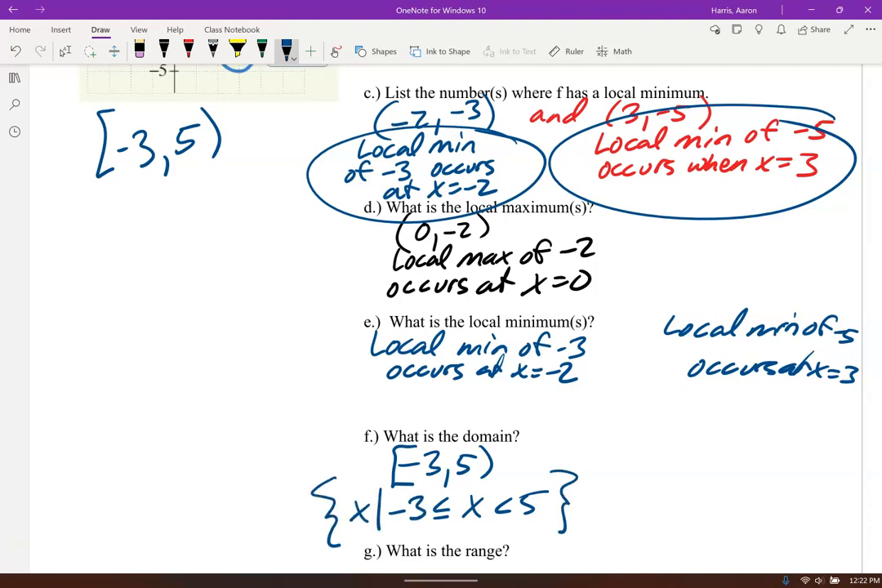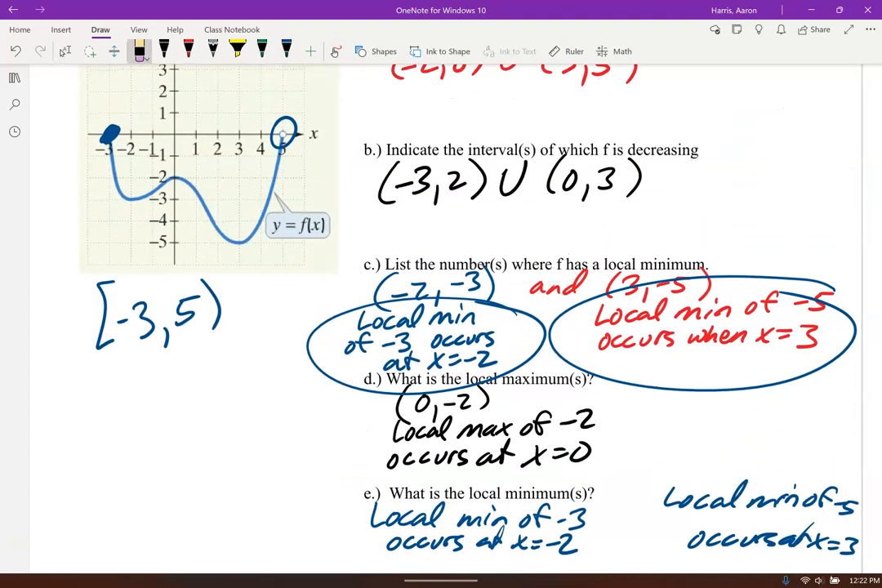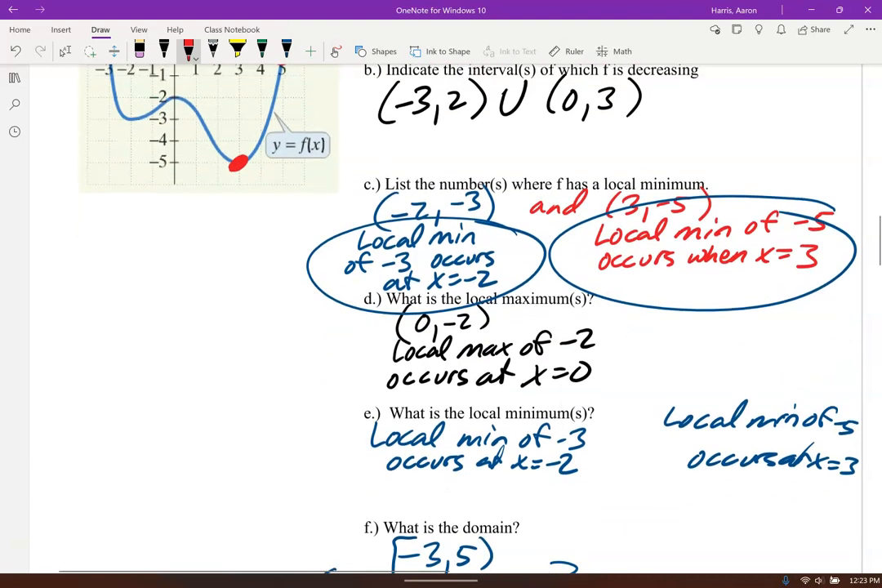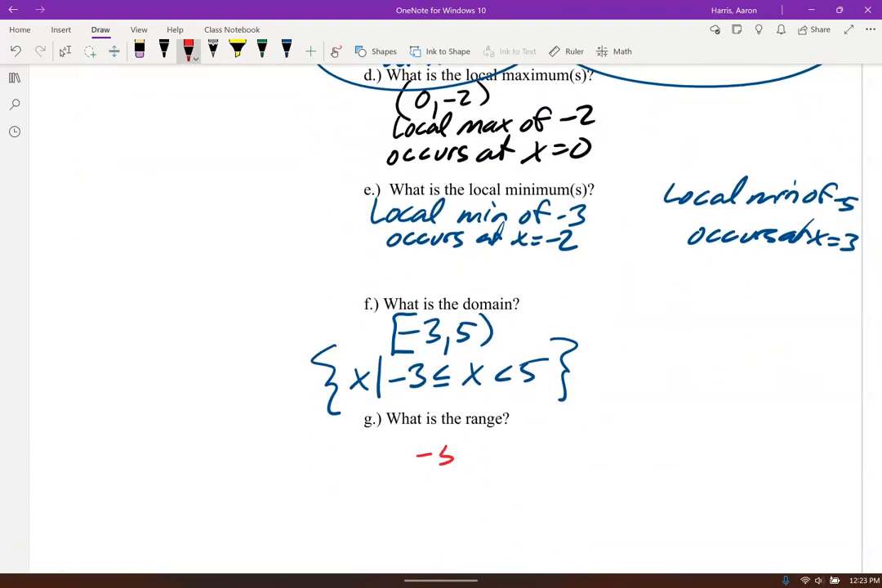Now, what's the range on this? Well, let's go back up here. Let me erase this. Let's look at our range. Our lowest y value is right here at -5. The highest value is 0. It's not over here, but it is here. All I care about is it is defined right there at 0 on the left-hand side. So it is defined at 0.